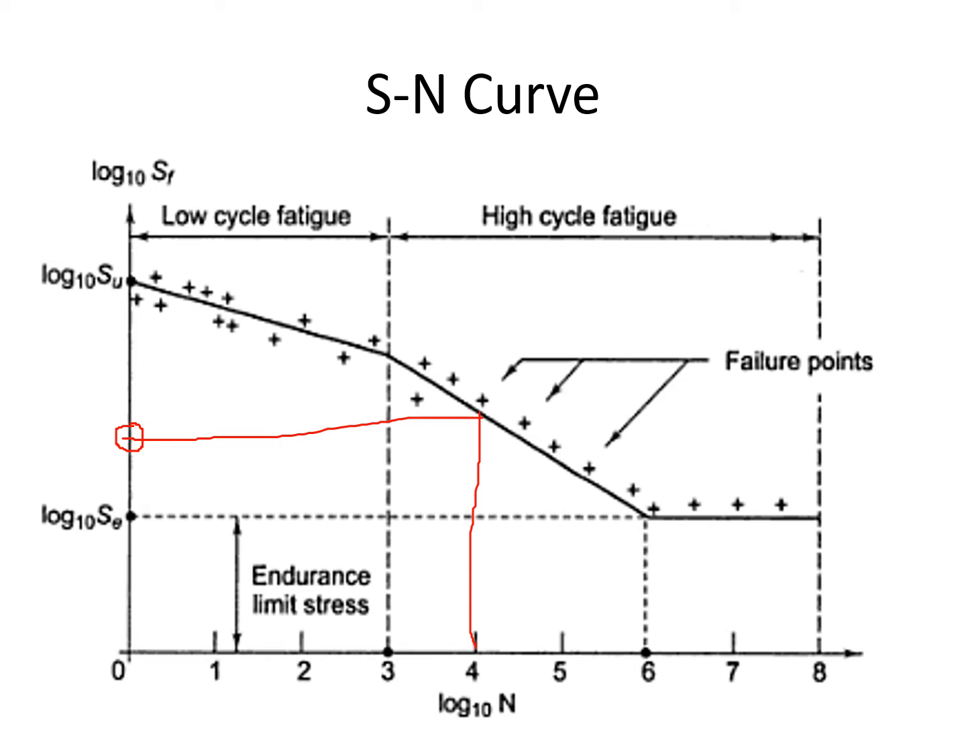What is the advantage? The advantage is, by using this lower value, the dimension of the component will be higher. If you are using the higher strength, the dimensions will be lower, so you can save the material. So for the finite life case, by taking a higher strength, you can save the material. How to take that higher strength? The SN curve helps for this.